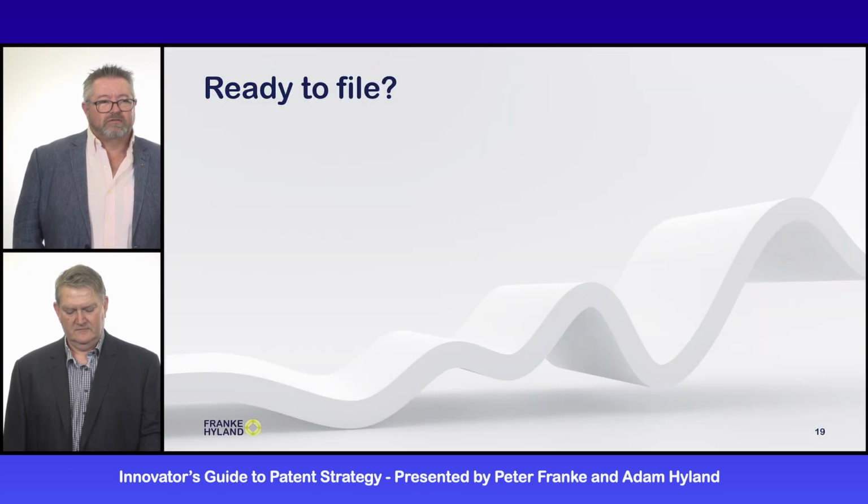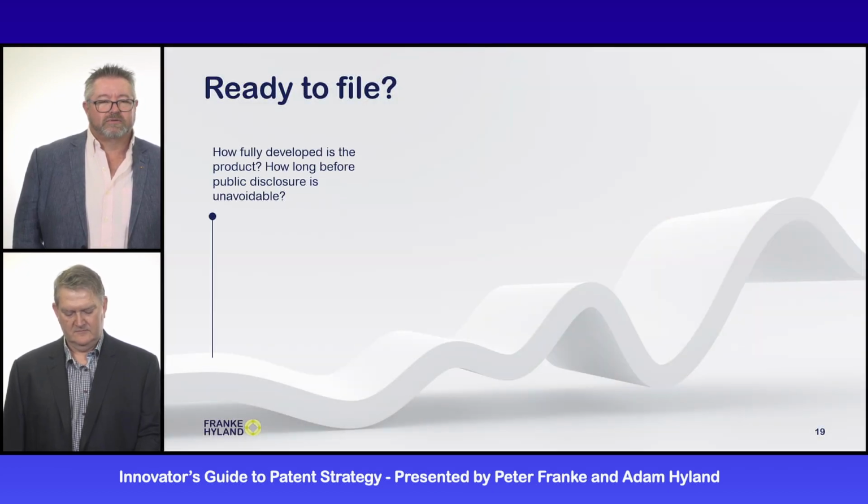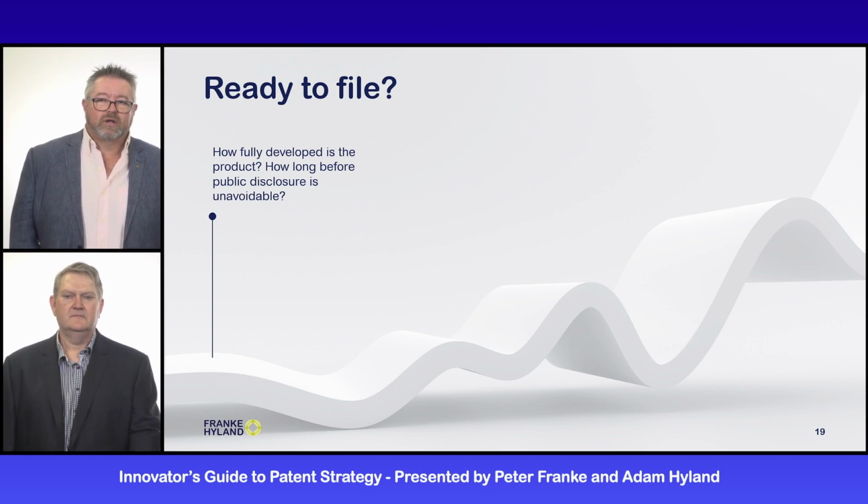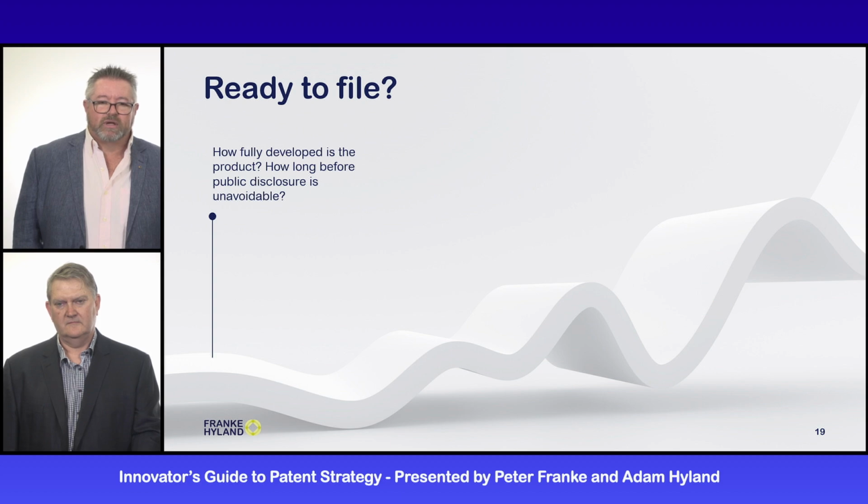Okay, getting ready to file. What do we need to know in order to get a good, solid patent application drafted and filed? Certainly we need to know the stage of development of the product. Is it completely ready to go, or are there more experimental procedures that need to take place? And also we need to know how long before public disclosure is unavoidable. We usually end up in a bit of a tug of war between these two issues.